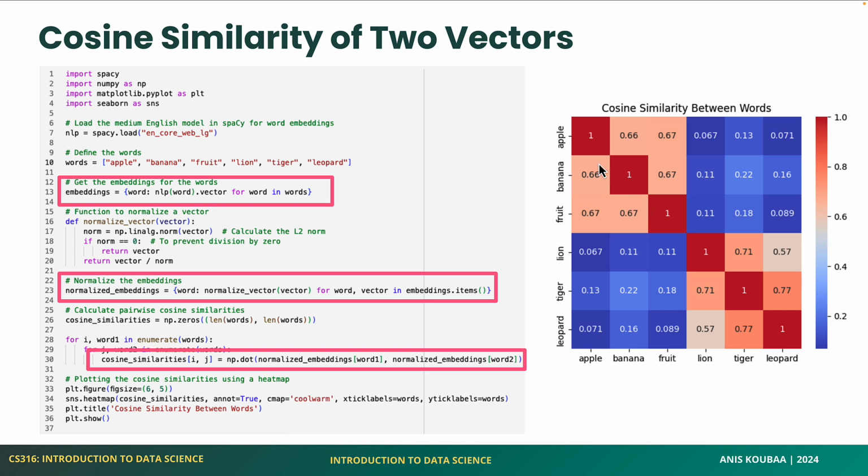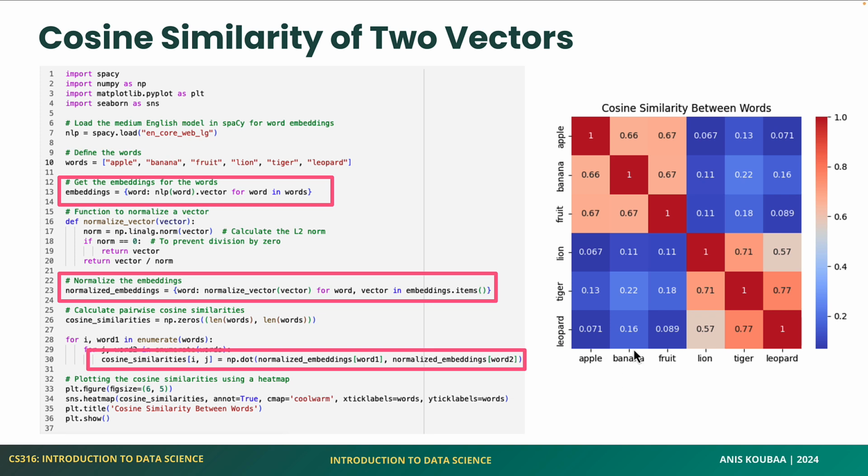And now we're going to calculate the cosine similarity between, for example, apple, and how it relates to leopard, tiger, lion, fruit, banana, and apple itself. And this makes a lot of sense. Look now. If it is red, it means it has high similarity, high correlation. So the word apple is correlated to banana at 66%, of course, based on this embedding model. This is a large embedding model. And 67% with fruit, but not correlated with lion, tiger, and leopard. So this is a visual representation of the semantic similarity, or the cosine similarity, between word embeddings.